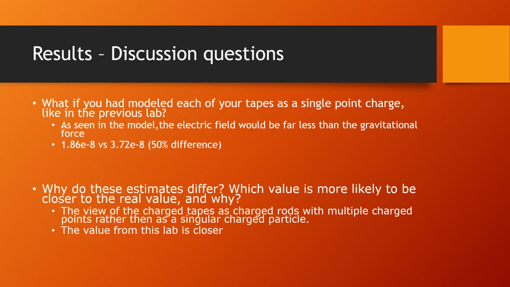So they're different because we use different formulas for them. Because we assumed that the tapes were charged points, we used just Coulomb's law, and that gave us the wrong charge for the tapes. But because we used the charge rod formula this time around, we got a closer answer to how it would be in real life. And based off that, the real value is what we got in this lab, which was 3.72 times 10 to the power of negative 8.